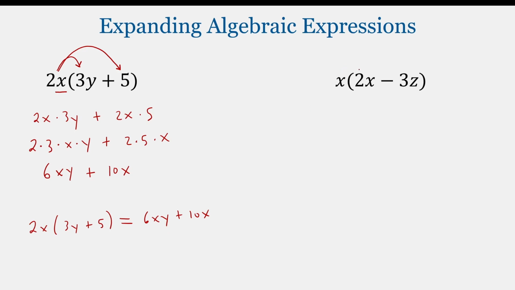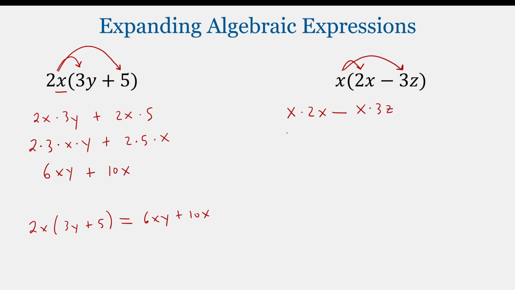So now let's distribute x. Multiply x to the quantity 2x minus 3z. So we're going to take x and multiply it to 2x and x to 3z. We have x times 2x. Bring down the subtraction, and then x times 3z.